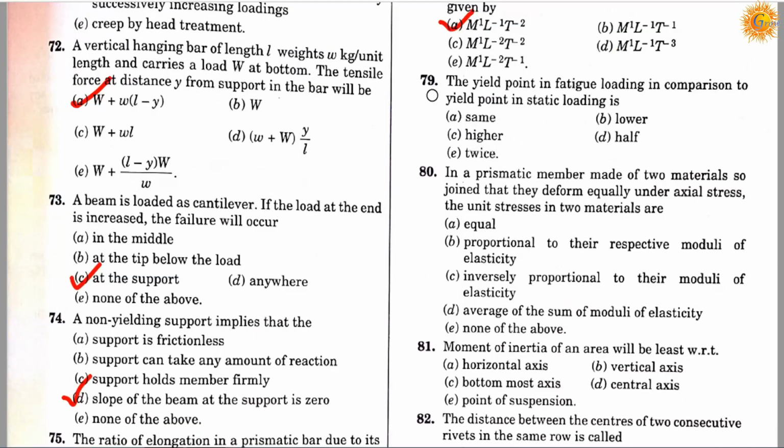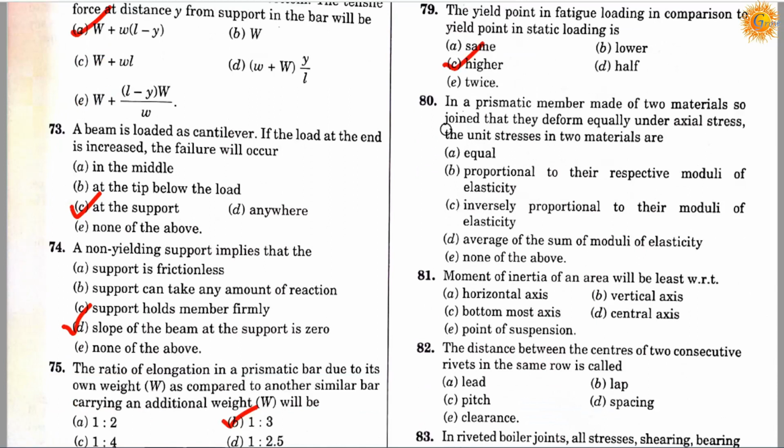Question number 79. The yield point in fatigue loading in comparison to yield point in static loading is. Option A same, option B is lower, option C is higher, option D is a half, option E is twice. Correct answer is C. It will be higher.